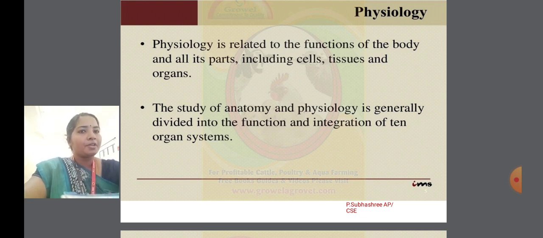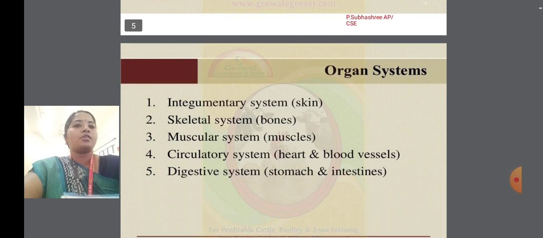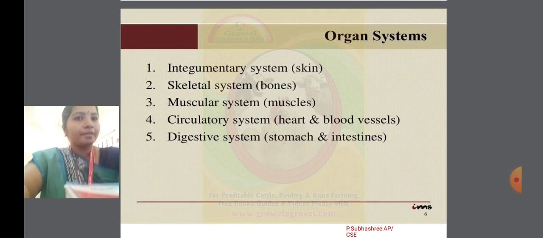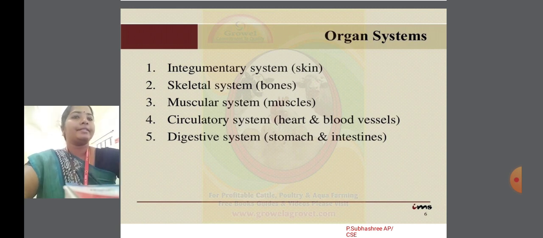The study of anatomy and physiology is generally divided into the function and integration of 10 organ systems. We are going to see about those 10 organ systems here. The integumentary system is the skin, whereas the skeletal system comprises bones. The muscular system is muscles. The circulatory system involves the heart and blood vessels, whereas the digestive system includes the stomach and intestines.